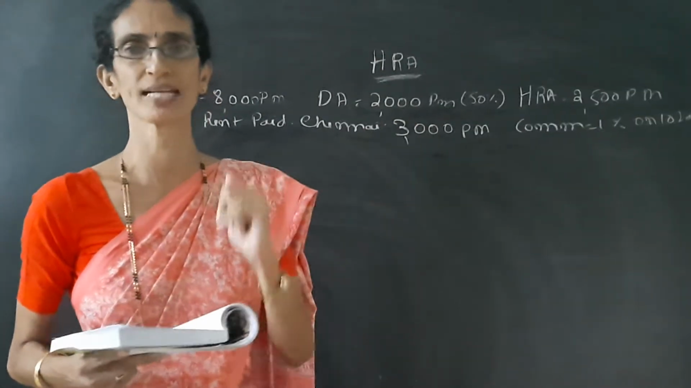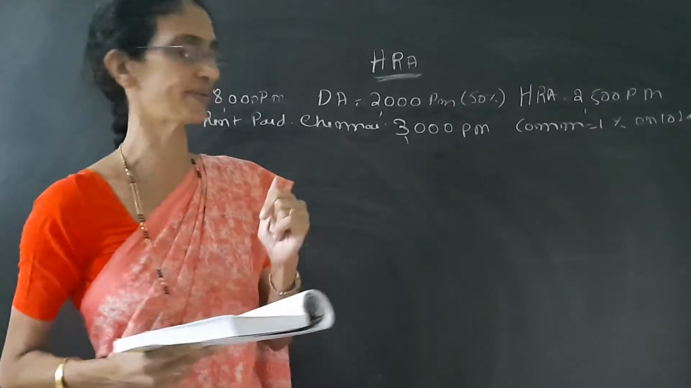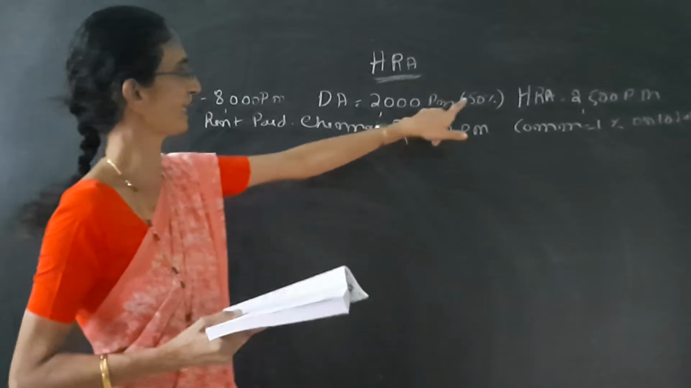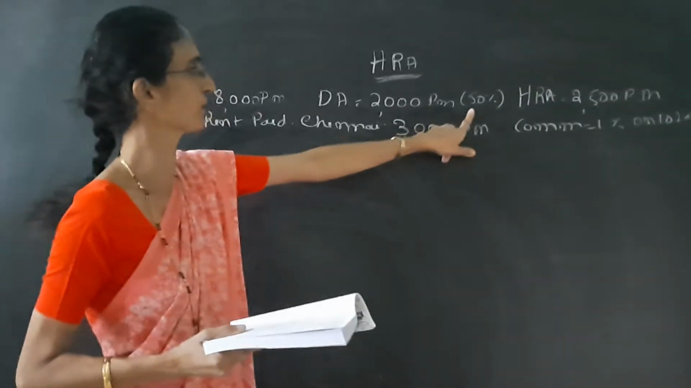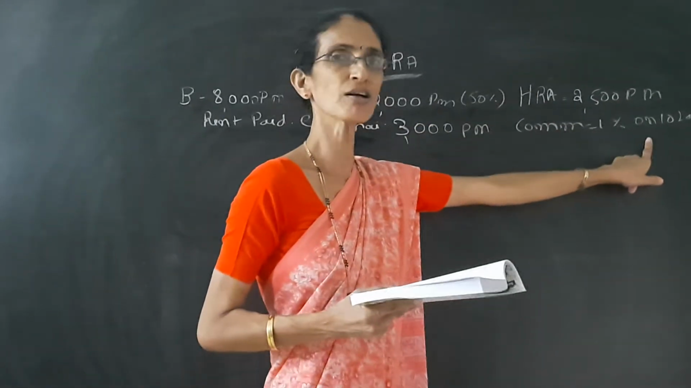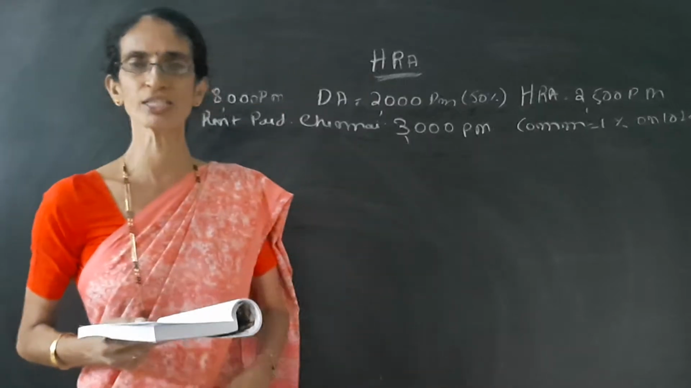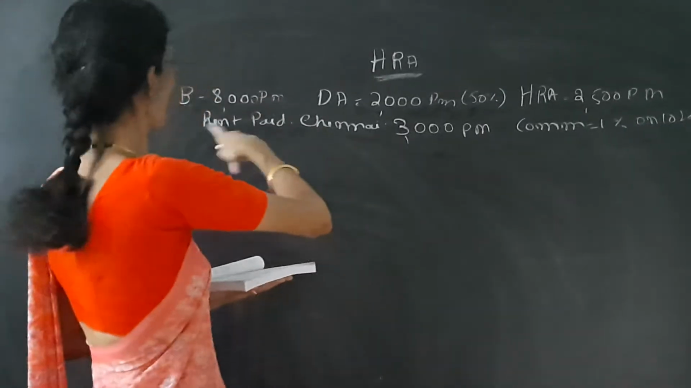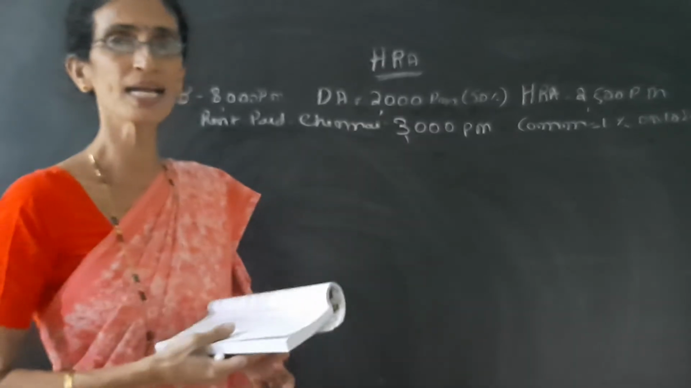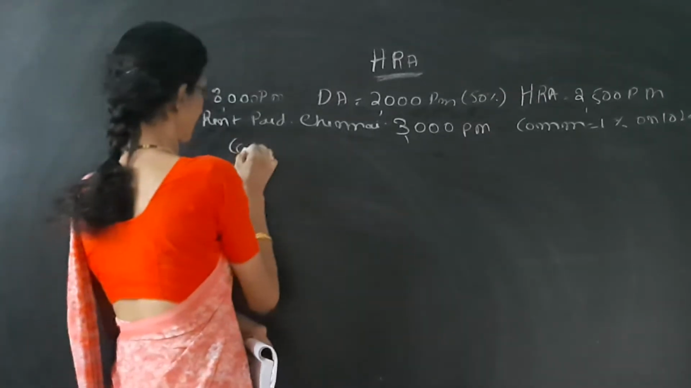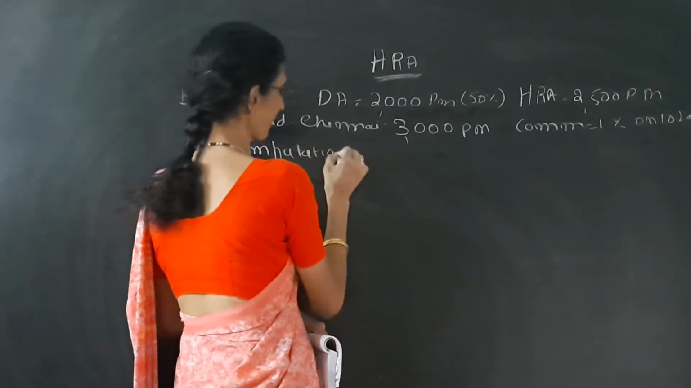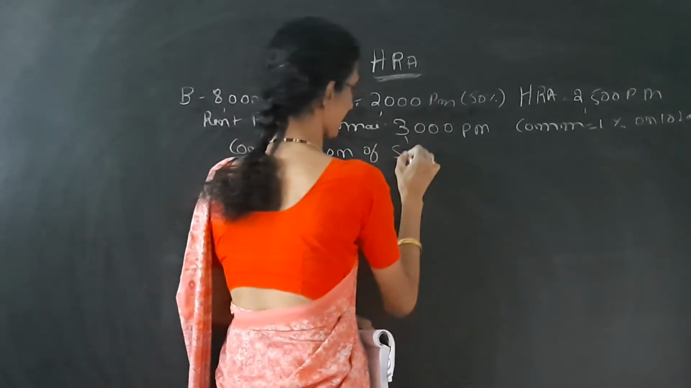So now we have to calculate the house rent allowance. See here, basic salary is given, DA that enters into retirement benefit is given, then commission is also given. Therefore, first we have to calculate the salary for HRA for 1 year. So we can calculate the salary for 1 year. So computation of salary.